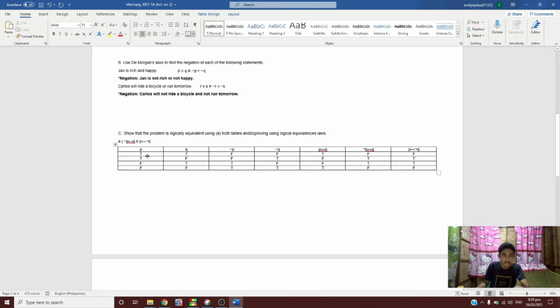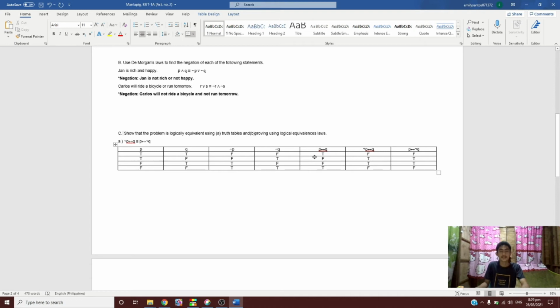So first are the constant values. The value of P is T, T, F, F. So this is a very constant variable. Q is T, F, T, F. Next, the negation of P is F, F, T, T. Next, the negation of Q is F, T, F, T. So they are more like opposites. So next is P biconditional Q.